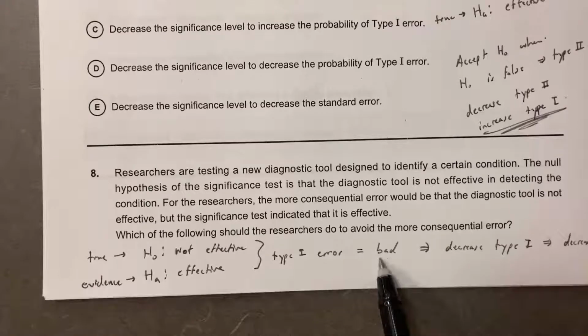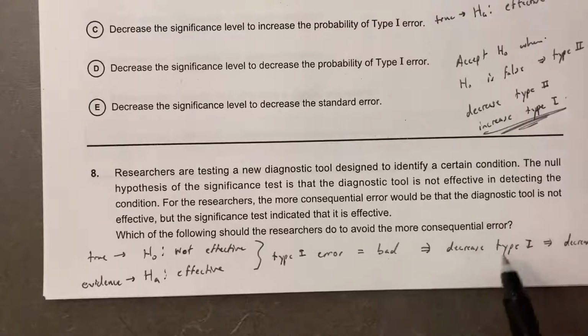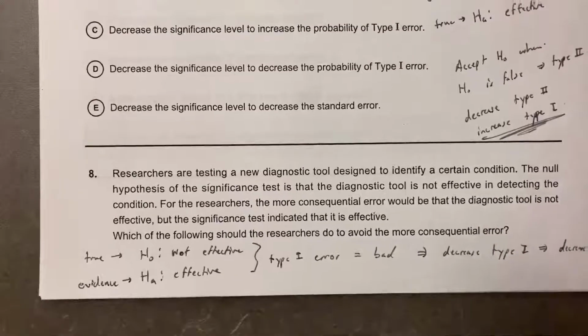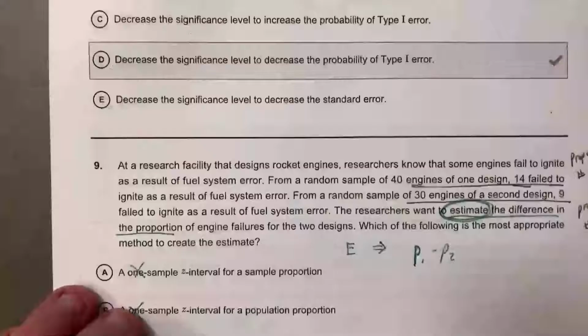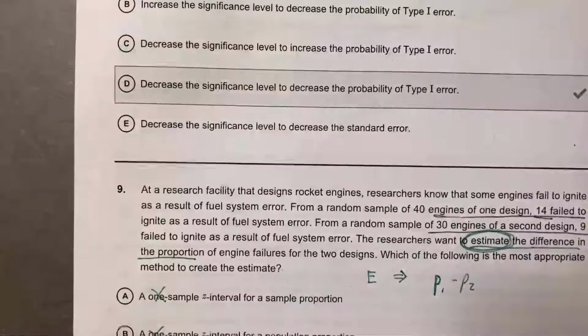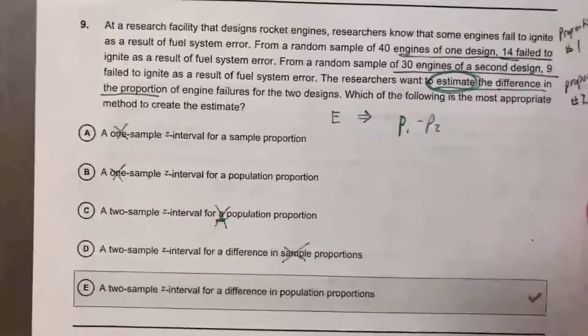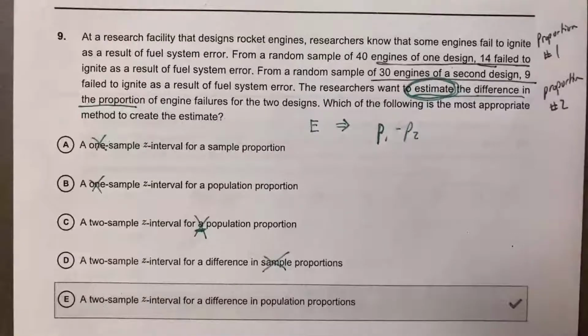You decrease a type 1 error. So to decrease a type 1 error, you decrease your significance level, decrease alpha, which corresponds to D on this one, decrease significance level. On to difference of proportions, estimating the difference of proportions.